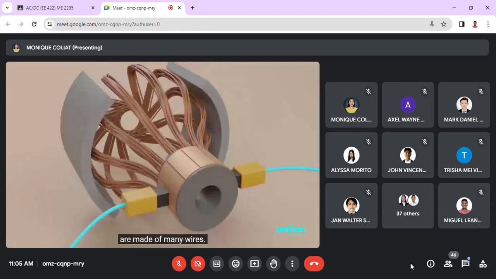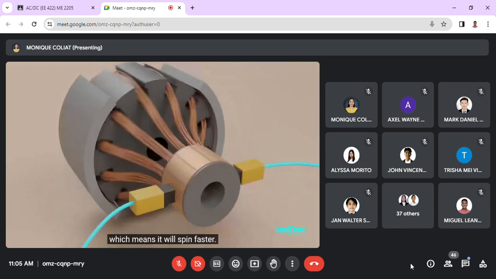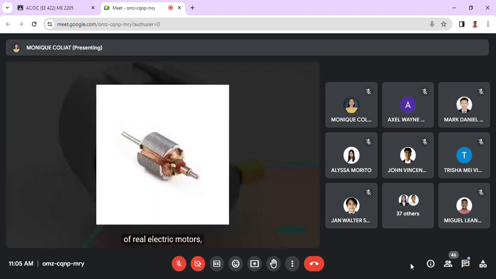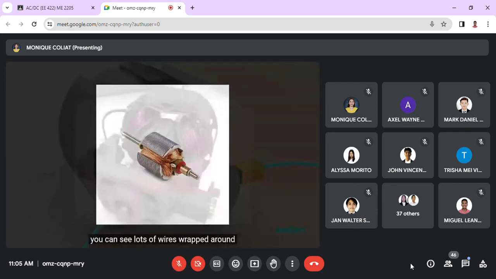If you look at some pictures of real electric motors, you can see lots of wires wrapped around. And yes, this is the same reason. More wires wrapped around means stronger electromagnets.